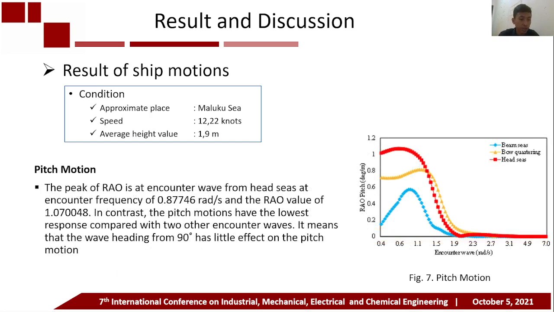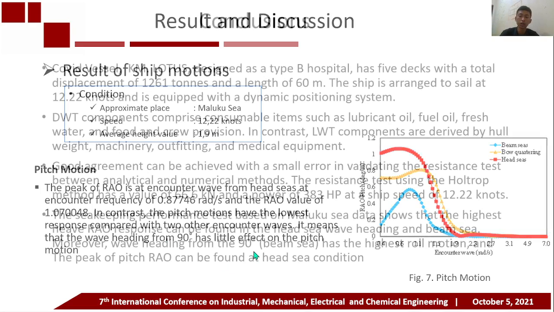And the last is the pitch motion. The peak of RAO is in the encounter wave from head sea at an encounter frequency of 0.87 radian per second, and the RAO is 1.07. In contrast, the beam sea pitch motion had the lowest response. It means that a heading of 90 degrees has little effect on the pitch motion.